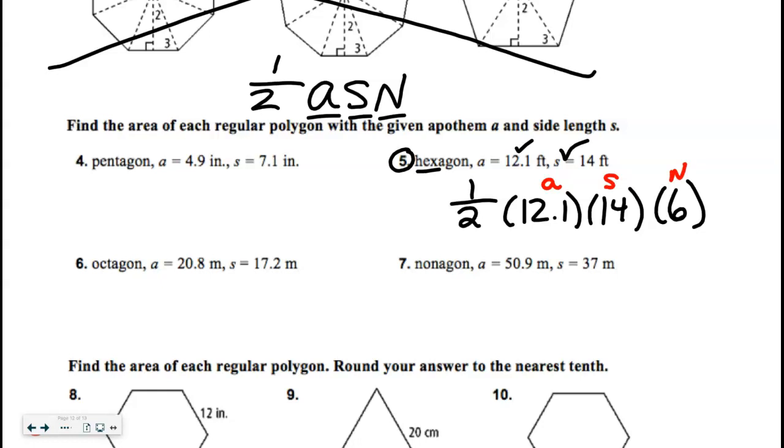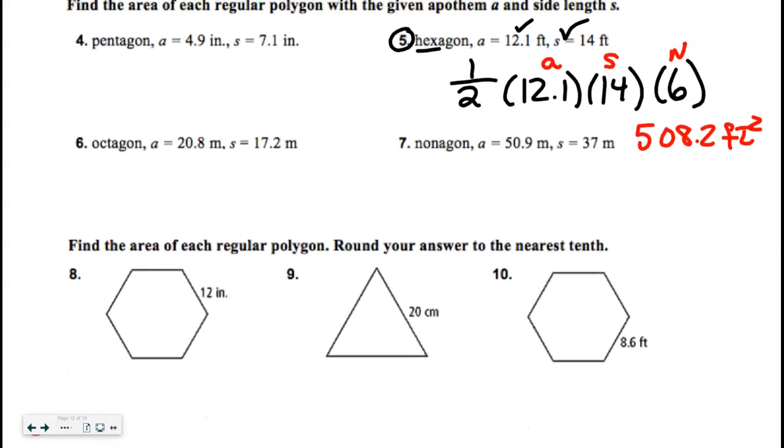Some people are doing it for me right now. Parker, do you have it done? You're faster than your calculator. 508.2. I have some nods over there, so good. 508.2, and I label this feet squared. All right, I liked that first one. I like number 7 as well. Right, Logan K? Because again, I just do 1/2 A, S.